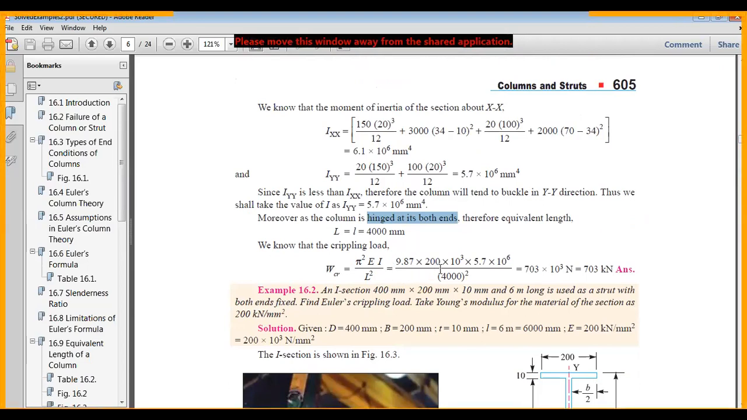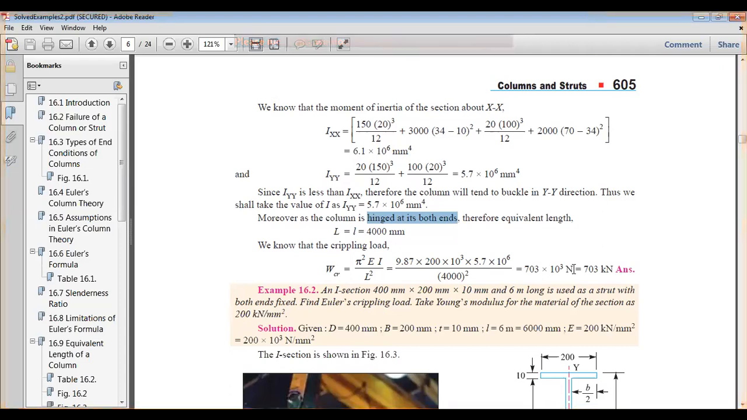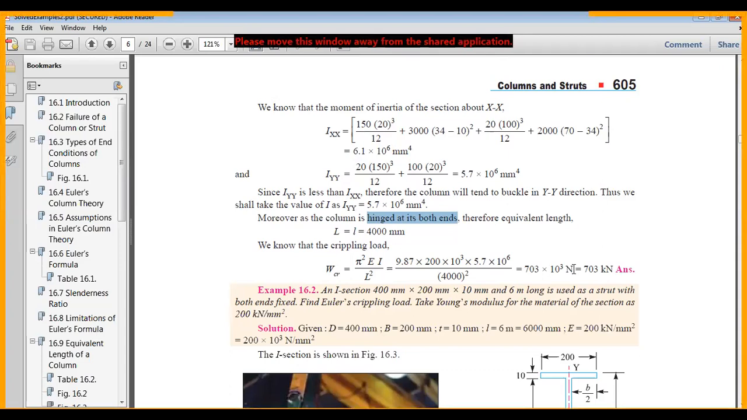The value of E is already given, 200 into 10 power 3. The I value we got. Now the equivalent length is 4000, that is 4 meter. So this way we have got the crippling load, which is coming 703 into 10 power 3 newtons. So we can say that the crippling load is about 703 kilonewton for a column having 4 meter length and hinged at both the ends, which will fail in YY direction and will have a crippling load around 703.